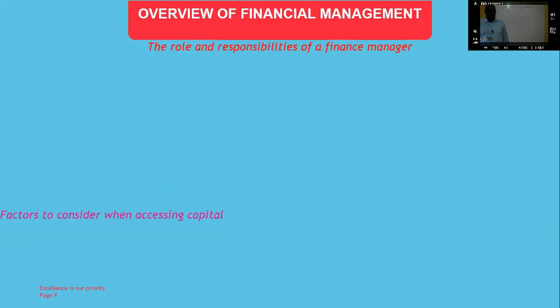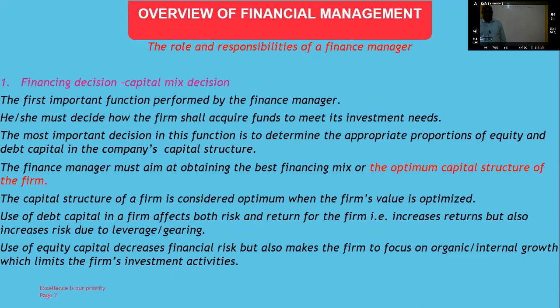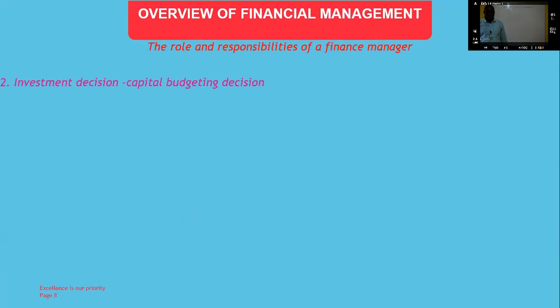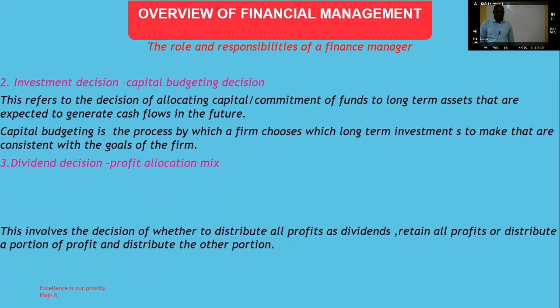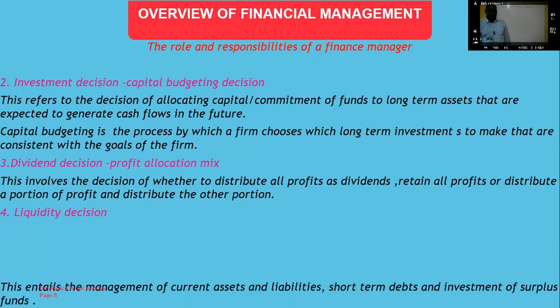So friends, those are the 4 functions of a finance manager. We have looked at the financing decision, which we have also called the capital mix decision. We have looked at the investment decision, which we have also called the capital budgeting decision. Number 3 was the dividend decision, also referred to as the profit mix decision or the profit allocation mix decision. And the 4th was the liquidity decision.